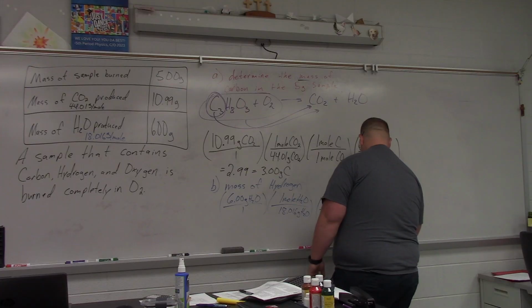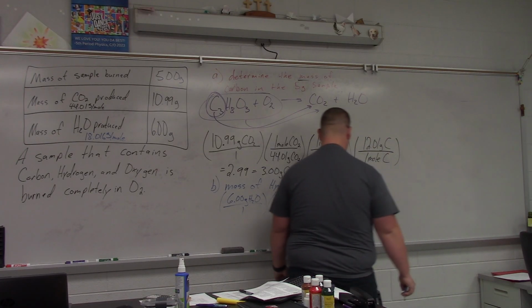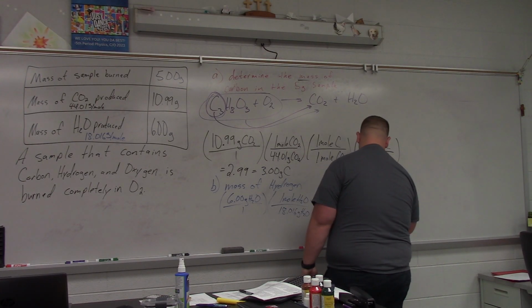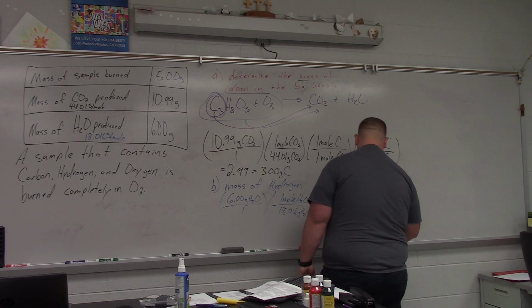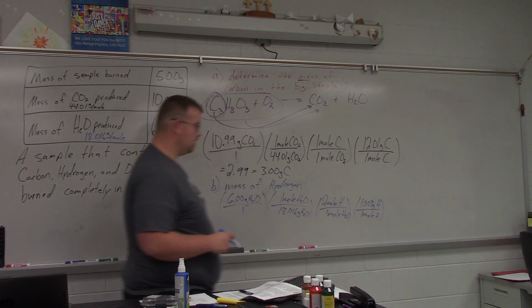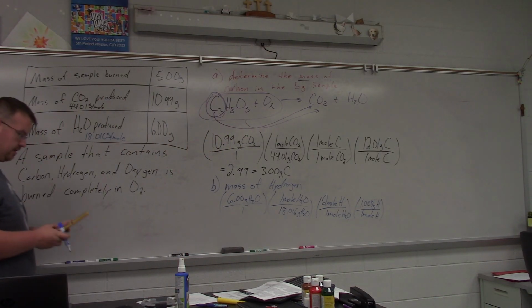Then we set this thing up. Setting this up, we've got to find the mass of hydrogen. It's 1.008 grams of hydrogen over 1 mole of hydrogen. So then we punch that in a calculator.